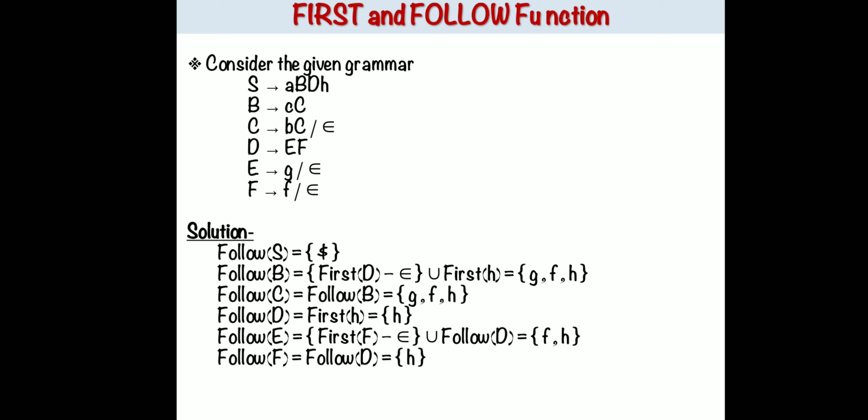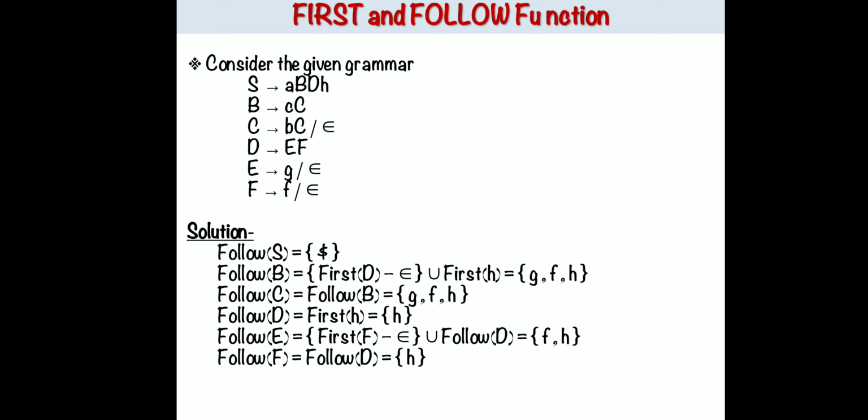After that, follow of B. In the rule S arrow A B D H, we can consider it as A arrow alpha B beta. Then alpha is A, B is the capital letter B, and beta is D, which is followed by H. So the rule will be like that.